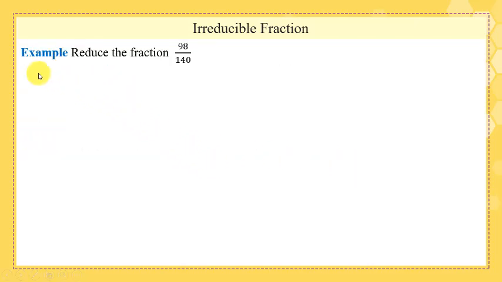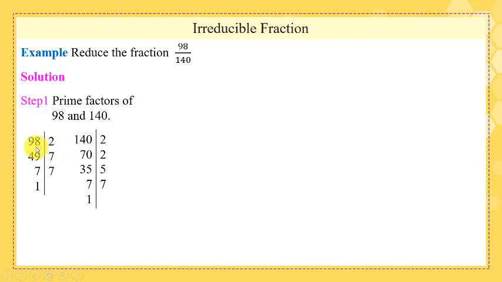Now, let's see this example. Reduce the fraction 98 over 140. Solution. First of all, let's find the prime factors of 98 and 140. 98 divided by 2 is 49, by 7 is 7, by 7 is 1. And 140 is divided by 2 is 70, by 2 is 35, by 5 is 7, by 7 is 1. So, 98 is equal to 2 times 7 squared and 140 is equal to 2 squared times 5 times 7.